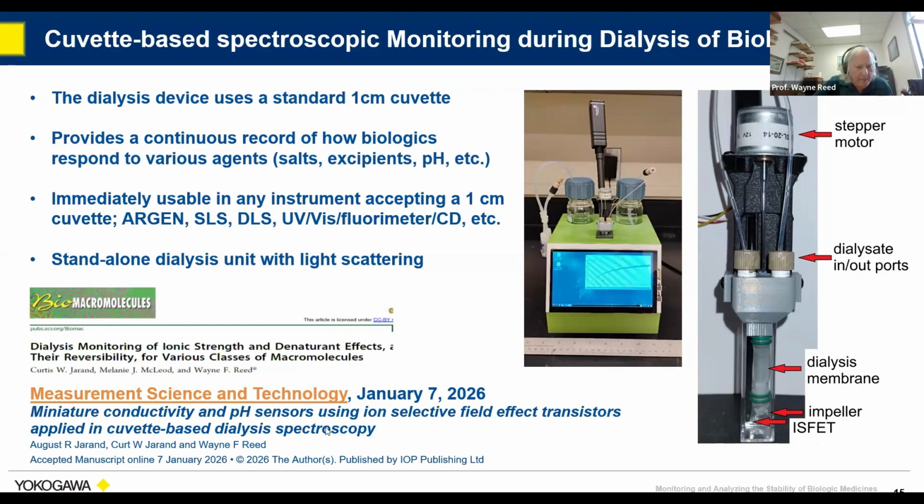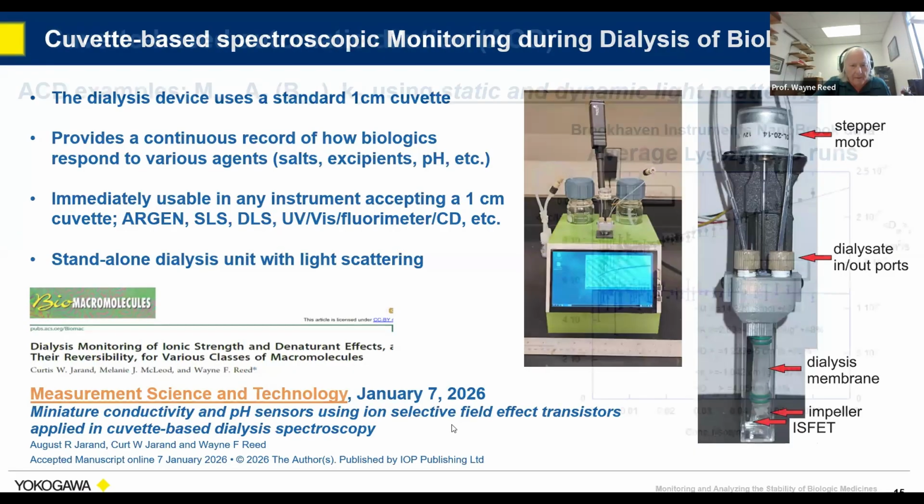We first came out with using it on a wide variety of macromolecules. We did polysaccharides, proteins, some synthetic polyelectrolytes, and a couple other things, gelatin. And then with these ions, so this is such a powerful addition to the platform that we published that in Measurement Science and Technology just a couple of months ago.